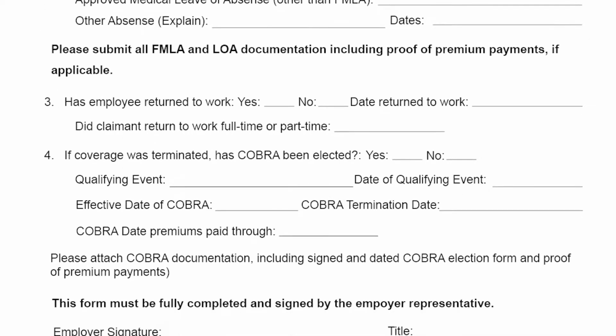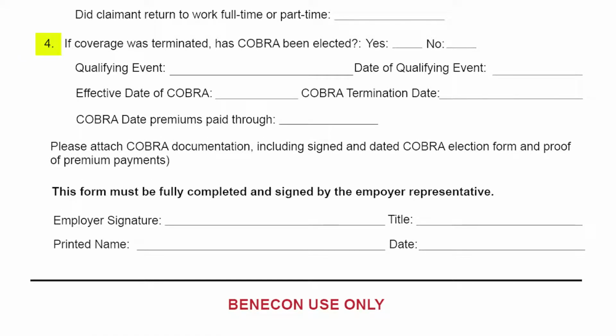Question number 4 asks if coverage was terminated and if COBRA has been elected. You will want to select the appropriate answer. If Benecon administers COBRA, you can request that this information is sent directly to the finance team with the qualifying event, date of qualifying event, COBRA premium payments, etc. If you have another vendor that administers the COBRA benefit, you will want to get this information to submit with the stop-loss initial claim form, along with the signed and dated COBRA election form and proof of premium payments.